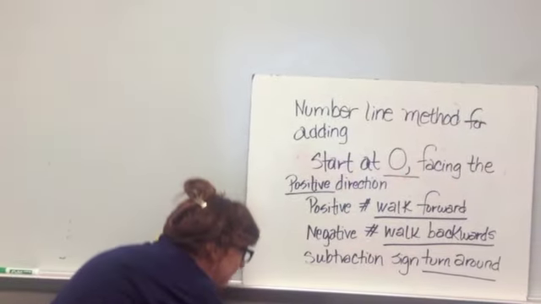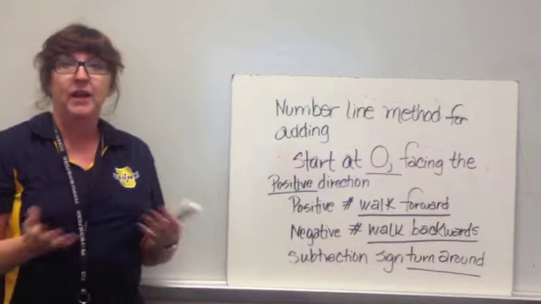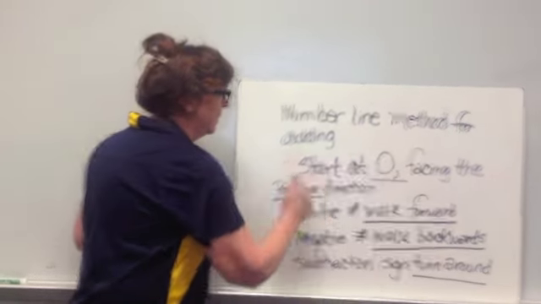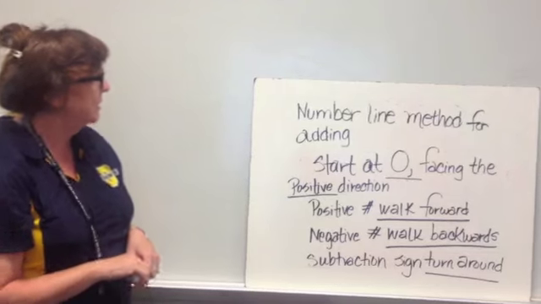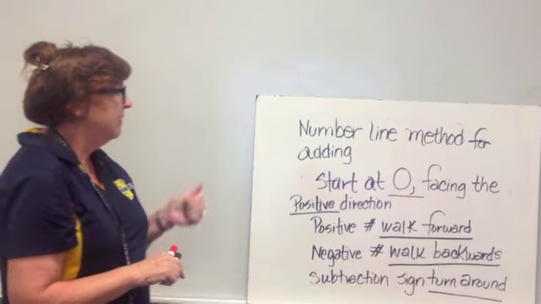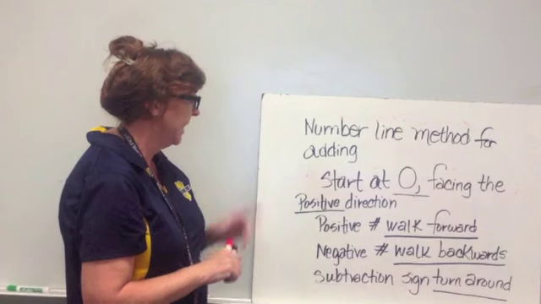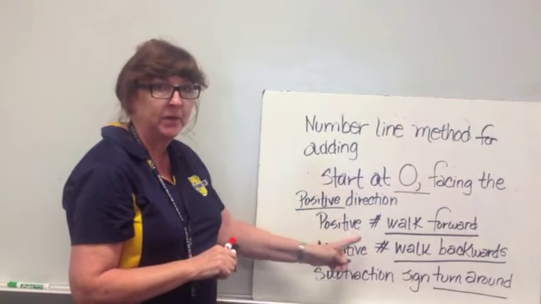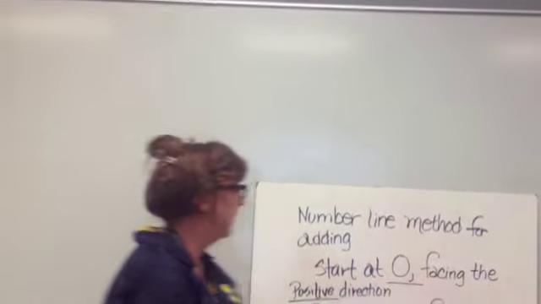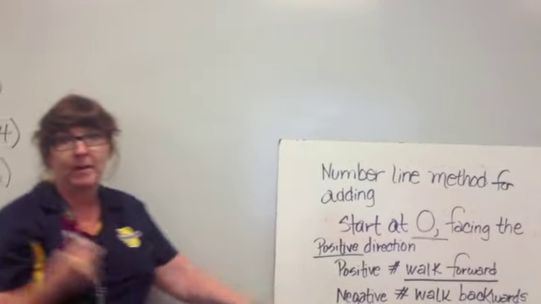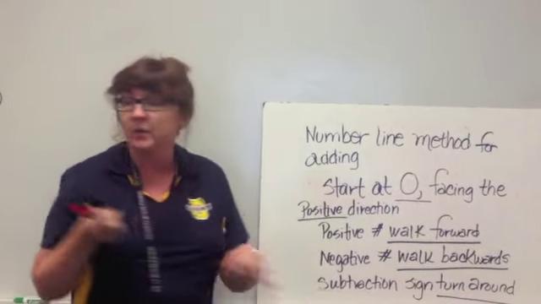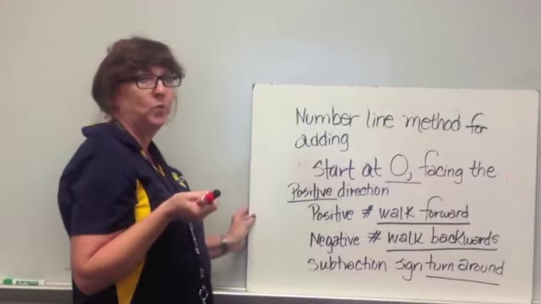That takes us to another method of solving for adding integers, the number line method. On your notes, you can see I've underlined the words that you need to add. It basically says that you start at 0, facing the positive direction. If you're going positive on a positive number, you walk forward that way. This is the number line, so I would be walking this way. If it's a negative number, I would walk backwards. And if I get to a subtraction sign, then I would just turn around. So that's kind of how you walk the number line.